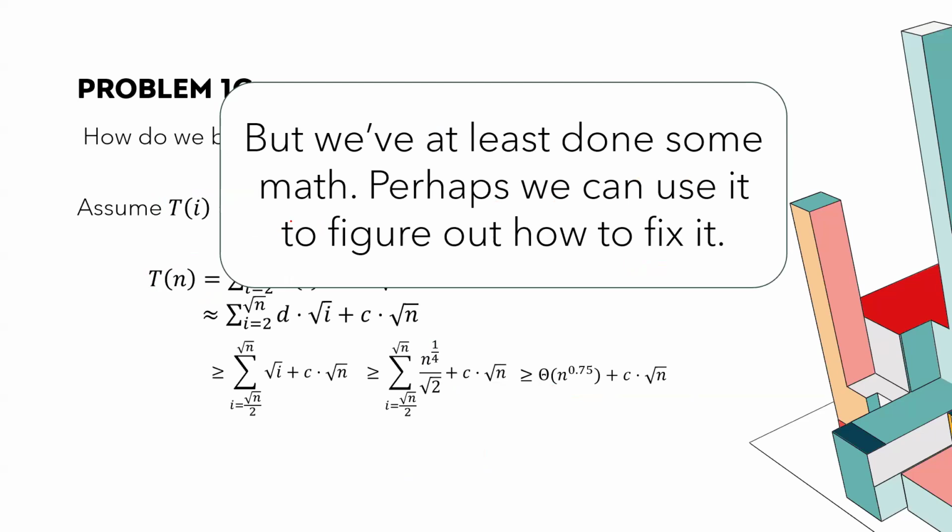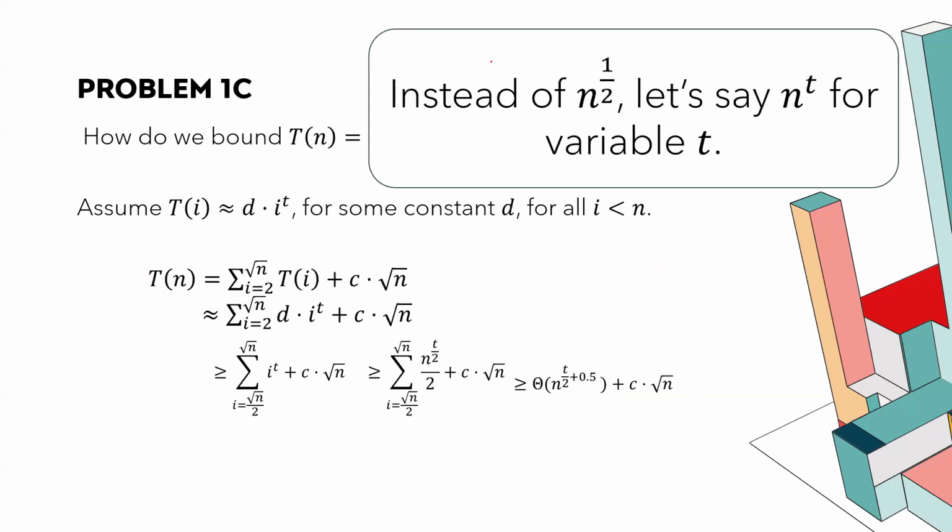But we've at least done some math, so we should use it, right? We should make use of this fact somehow. So instead of square root of n, let's try something like n to the t. Now this is also not a very standard trick. This is something that I do, right?